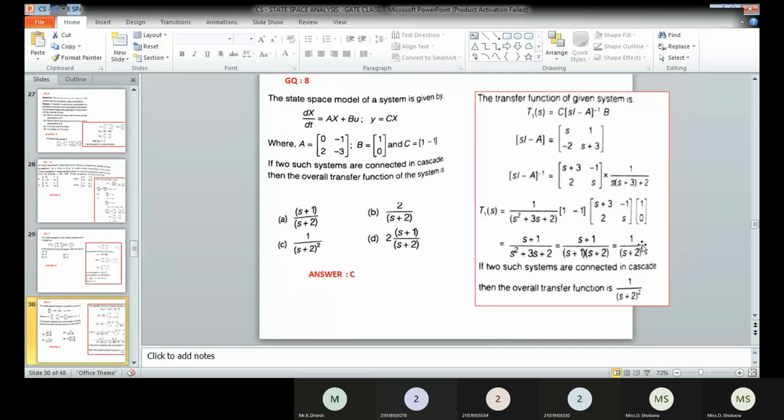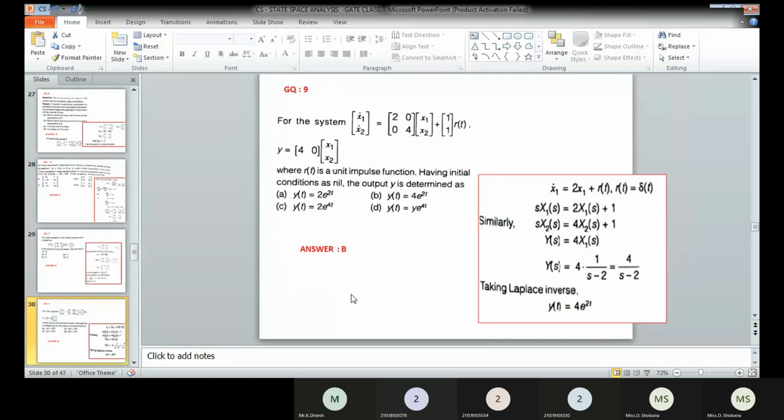Transfer function is determined as 1 divided by s plus 2. So that is available in option C. That is the correct answer. And then we can see how to determine the impulse function response.